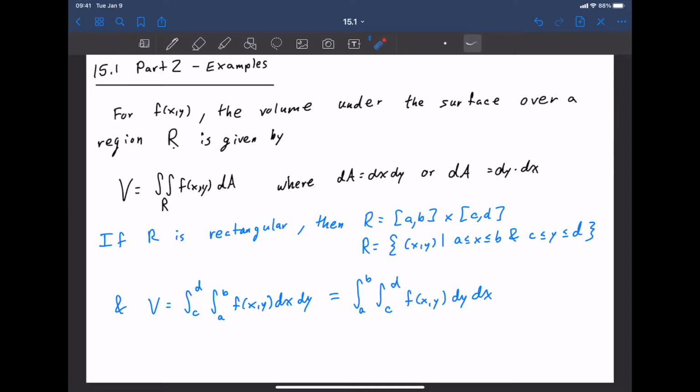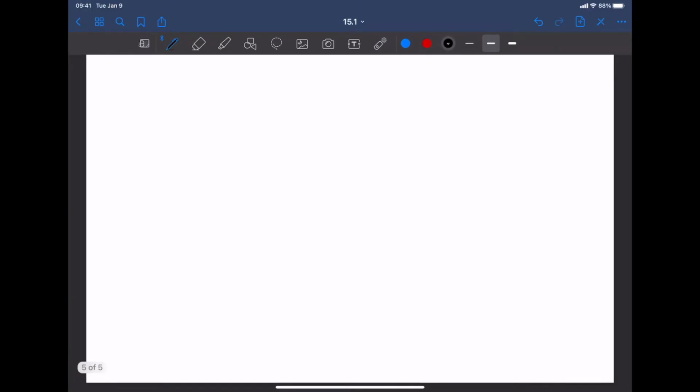We're not going to prove this theorem, but this is our first version of Fubini's theorem, which is a fun name to say, Fubini's theorem. It says that these two rectangular integrals are the same no matter what order you do it. We'll see that with an example.